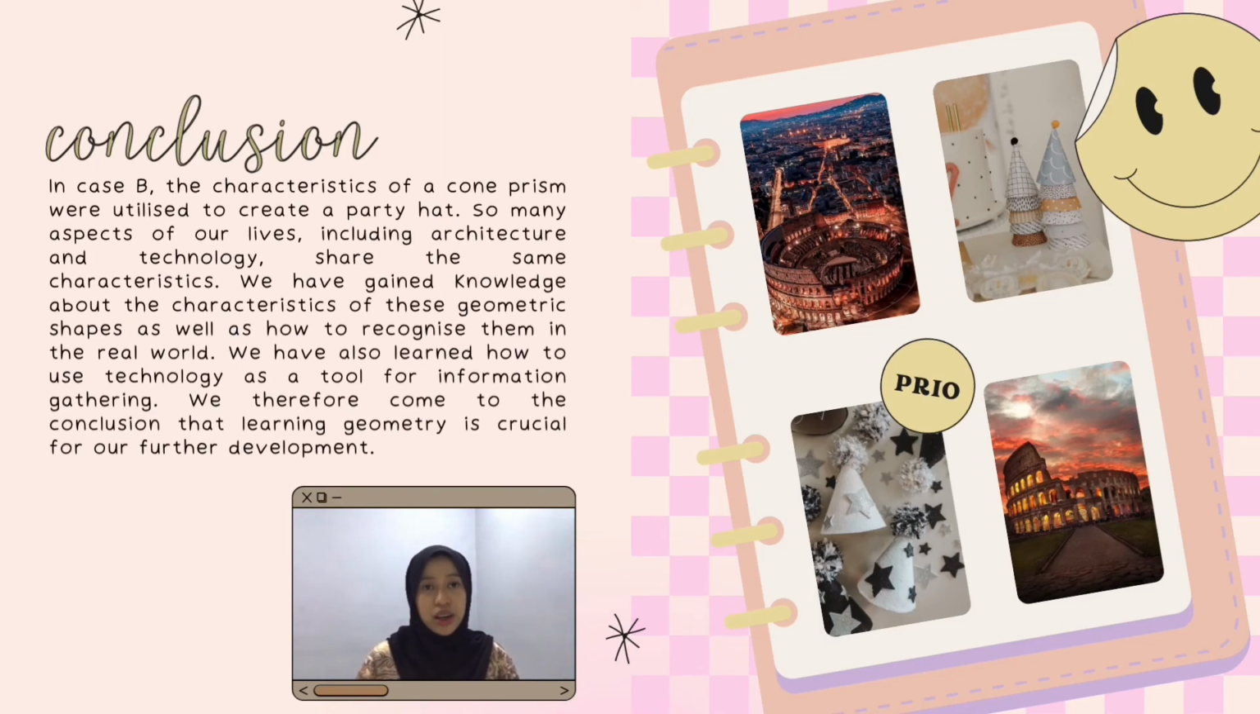In case B, the characteristics of a cone were utilized to create a party hat. So many aspects of our life, including architecture and technology, share the same characteristic. We have gained knowledge about the characteristics of these geometric shapes as well as how to recognize them in the real world. We have also learned how to use technology as a tool for information gathering. We therefore come to the conclusion that learning geometry is crucial for our further development.